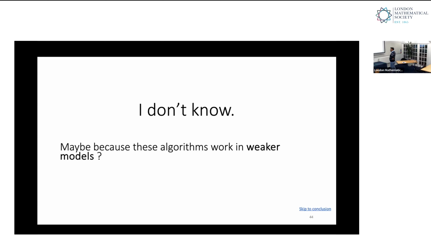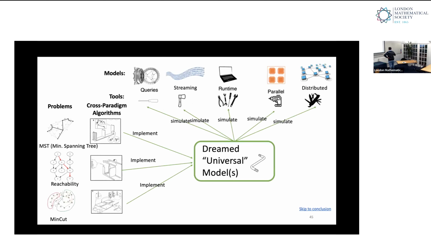So my case over here is that cross-paradigm algorithms work because these algorithms actually work in a weaker model. And let me try to formalize what I mean by that. So let's fantasize about some kind of dream universal model. If we can solve any problem in that universal model, you just implement it in that universal model, and then once you have that universal model algorithm, you can just simulate it in other models in a black box fashion.